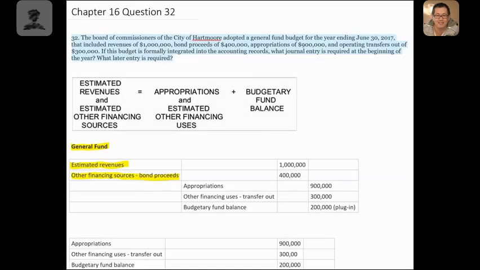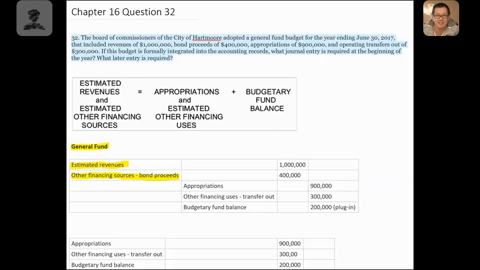Question 32. The Board of Commissioners of the City of Hartmore adopted a general fund budget for the year ending June 30, 2017. That included revenue of $1 million, bond proceeds of $400,000, appropriations of $900,000, and operating transfers out of $300,000. If this budget is formally integrated into the accounting record, what journal entry is required at the beginning of the year and what later entry is required?